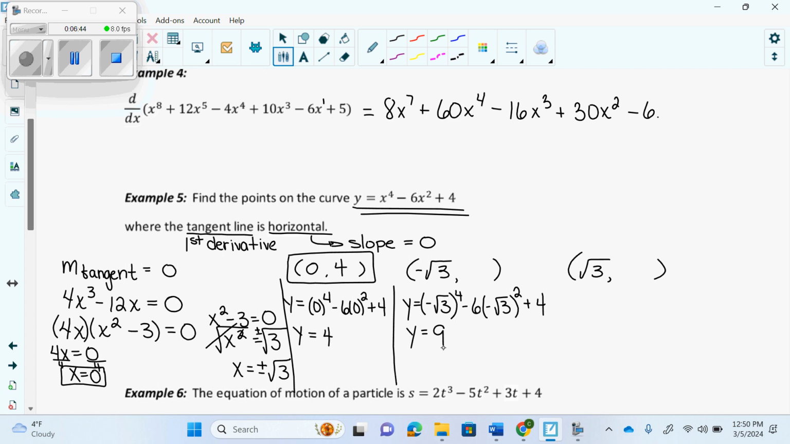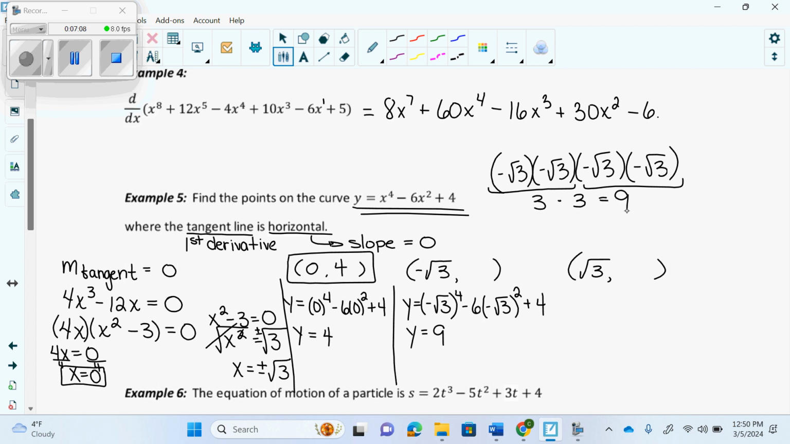Well, it's to the 4, so it's like looking at this. Is that not what negative root 3 to the 4 is? Right? What's negative root 3 times negative root 3? 3. What's negative root 3 times negative root 3? And what's 3 times 3? 9, which is how I got a 9.